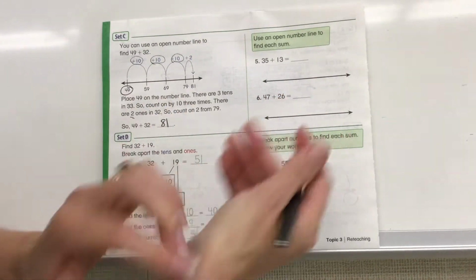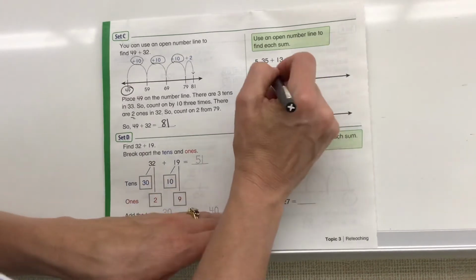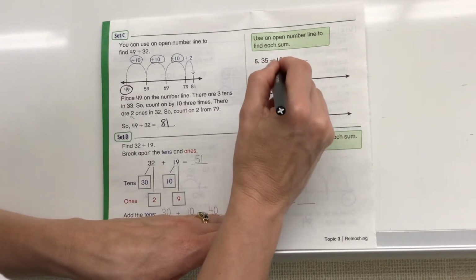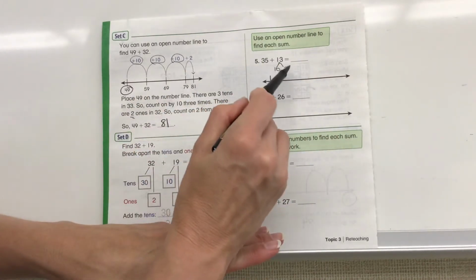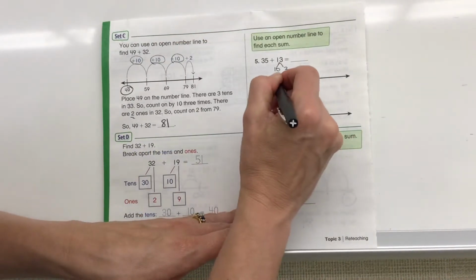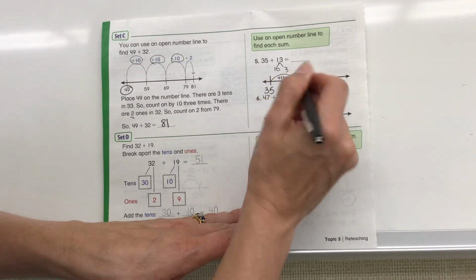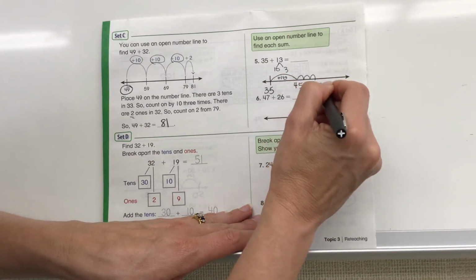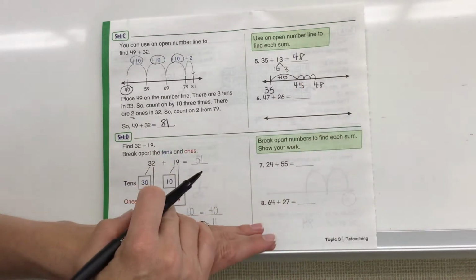So we're going to do the same thing over here on our open number lines. I always like to start with the bigger number. So I have 35 plus 13. So plus 10 and plus 3, because 13 is 10 plus 3. So I want to do my hops of 10 first, then my hops of 1. So I'm going to do plus 10 to 45. And now I need to do 3 more. 1, 2, 3 to 48. So I know my sum is going to be 48.